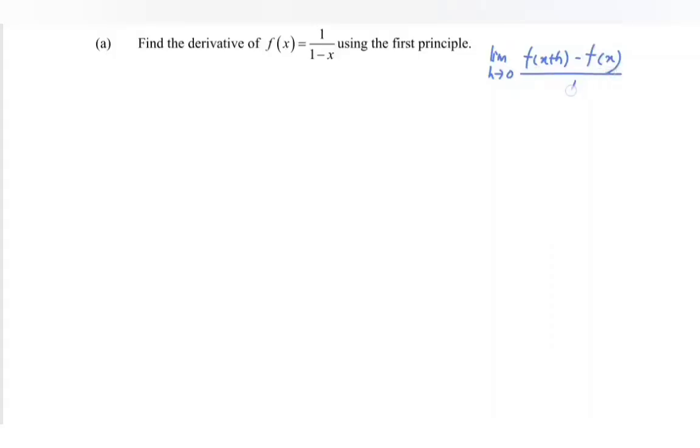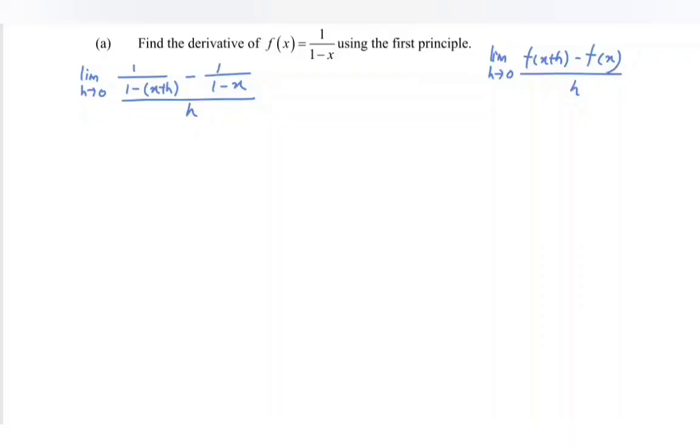So continue, kindly substitute the situation. Limit when h approaching 0, we have 1 over 1 minus bracket x plus h, minus 1 over 1 minus x, over h.